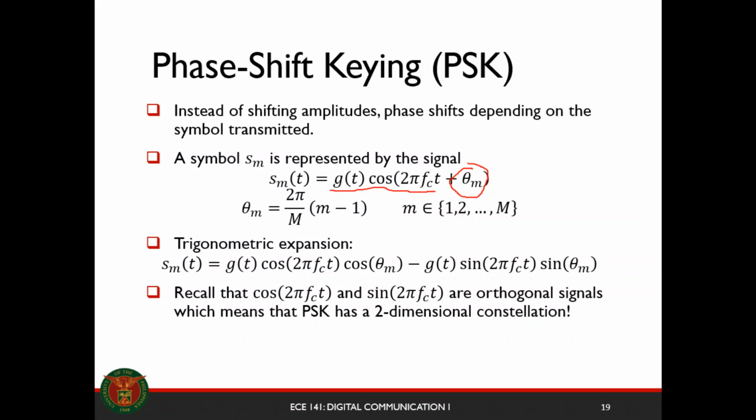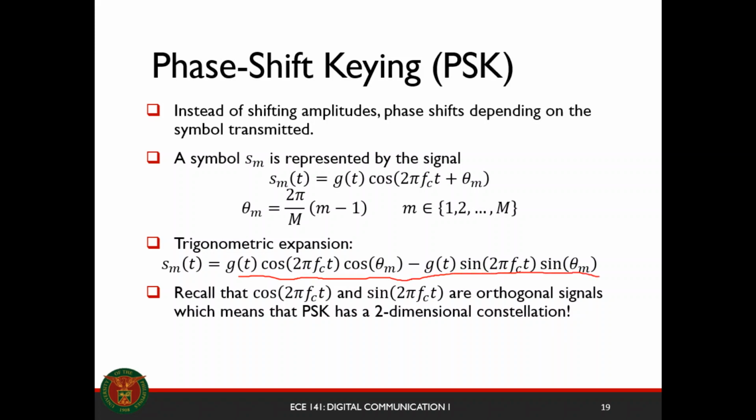And the phase shift is now this formula right here. It goes from 0 to 2 pi at increments of 2 pi times m minus 1 over M, and your m is still 1 to M. So if we expand this expression for your symbol, we get this expression right here.